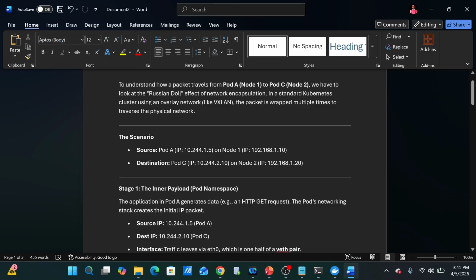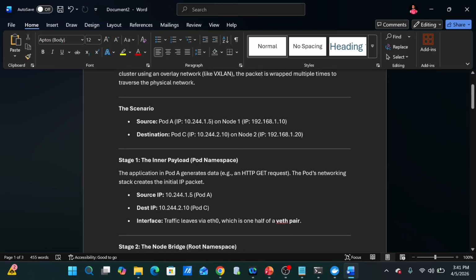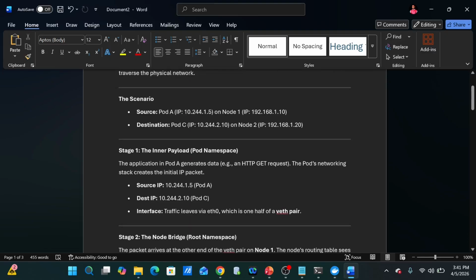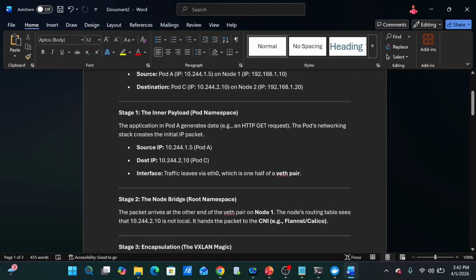traverse the physical network. Okay, so let's take an example scenario: our source pod A has the IP 10.244.1.5 on node 1, and node 1 has the IP 192.168.1.10. Pod C has the IP 10.244.2.10 on node 2, and node 2 has the IP 192.168.1.20. Now how will everything happen? I have divided it into 4 stages. So on stage 1, what will happen?